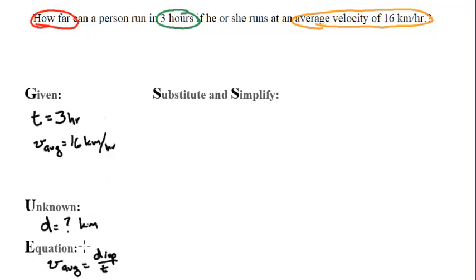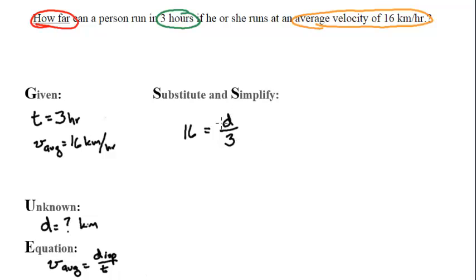Do I know what my velocity average is? Yeah, 16, and you'll notice that I don't actually put the units in there. While we're doing the mathematics, you are welcome to just simply put the numbers. 16 equals, do I know what displacement is? I don't, so I'm just going to use the variable D to represent that number, divided by, but do I know what the time is? Yeah, it's 3.